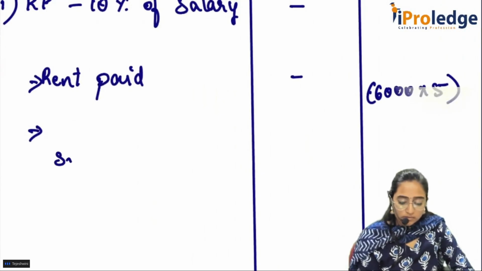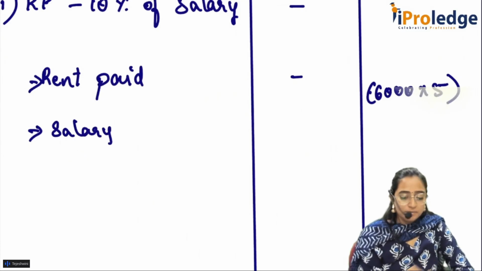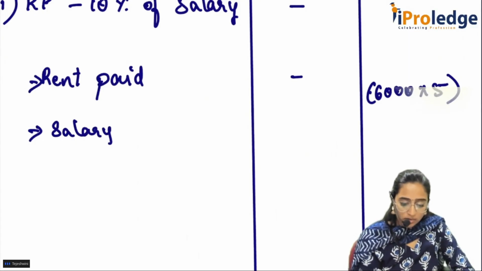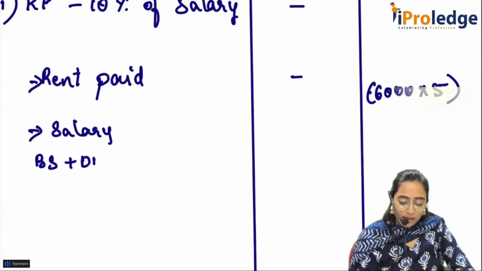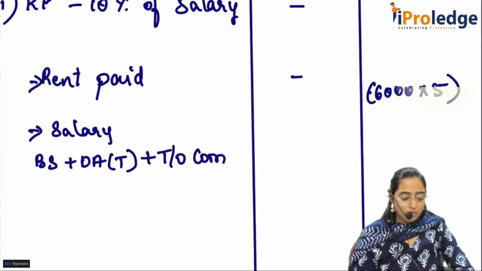Rent paid. After rent paid, what else do you have? Salary. People, salary. So now, tell me salary. Salary consists of basic salary plus DA in terms plus turnover commission. What is your basic, people?